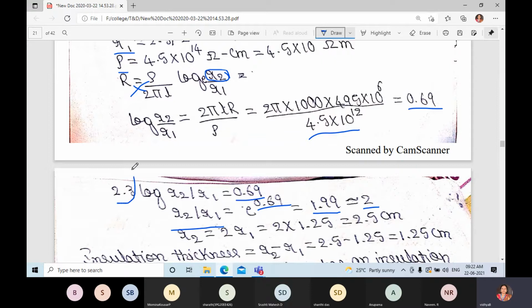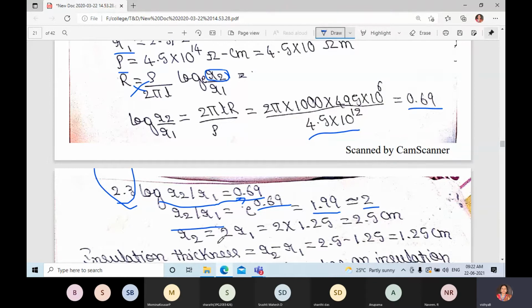This one you don't consider, okay, 2.3. Log R2 divided by R1 is equal to 0.69. R2 divided by R1, if log goes to this side, then it will become e to the power of. So e to the power of 0.69 is 1.99. So that is equal to 2.